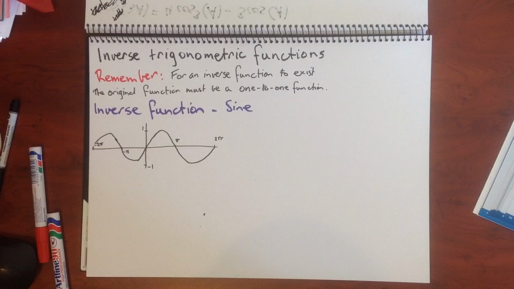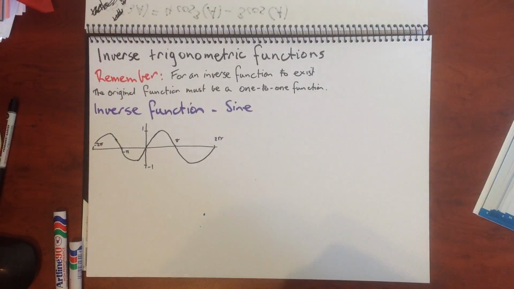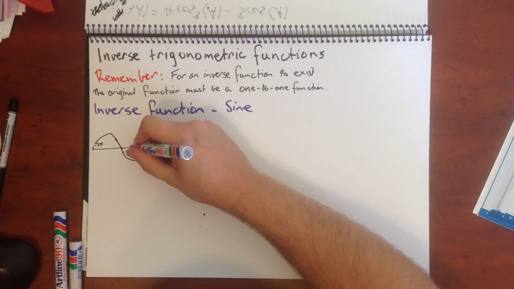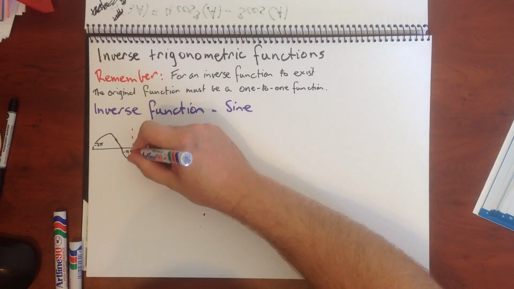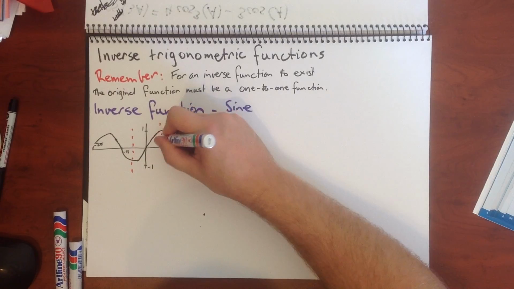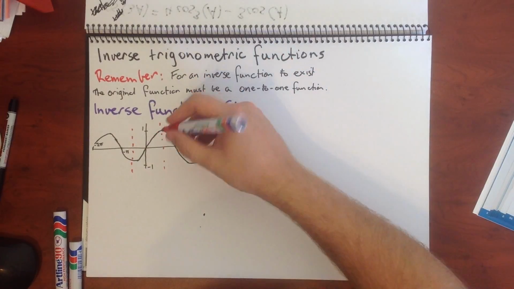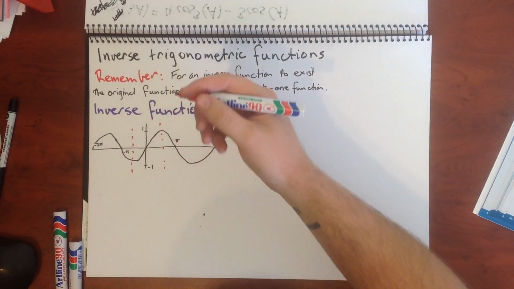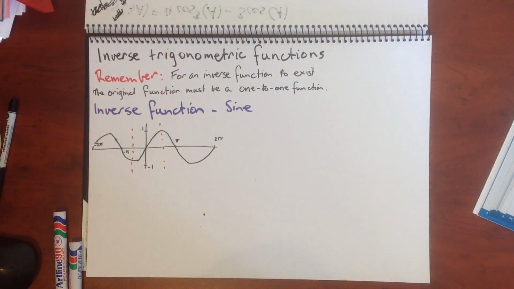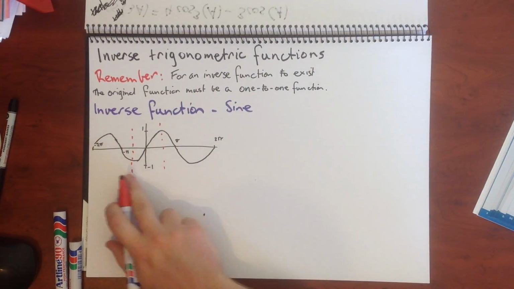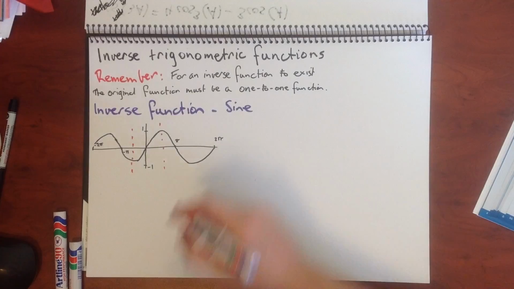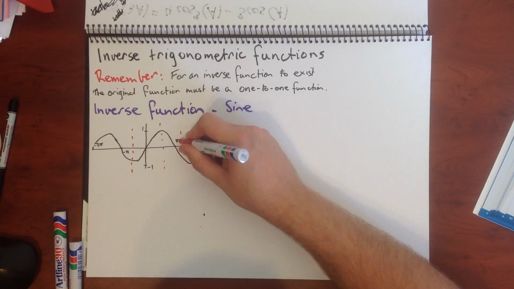But what we can do is take a region of the graph that is one-to-one. A common one is from negative pi on 2 to pi on 2. That's our maximum size of domain that we can use. Of course, you could use something much smaller.